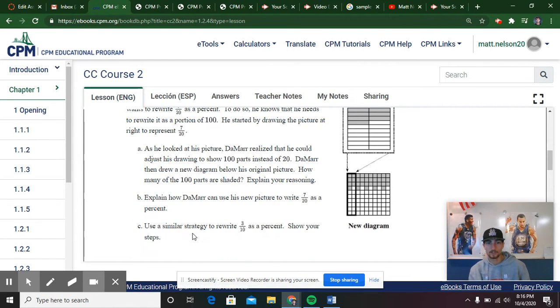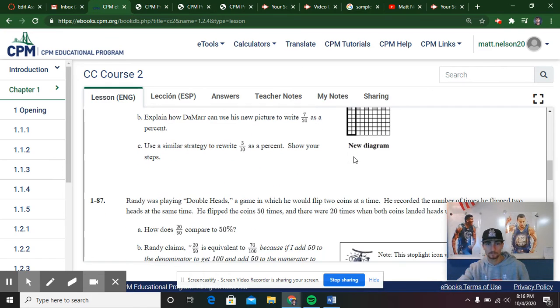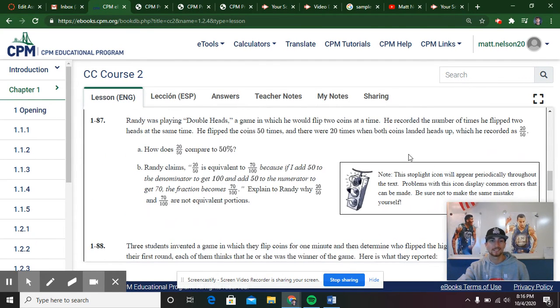Use a similar strategy to rewrite 3 over 10 as a percent. Show your steps. Again, we want to get that denominator to go from 10 to 100, and we can write it as a percentage. So how can we get from 10 to 100? What operation would we have to do? And then remember, we have to do that same operation with our numerator or our part so we can keep the fraction equivalent, right? We want the probability to stay the same.